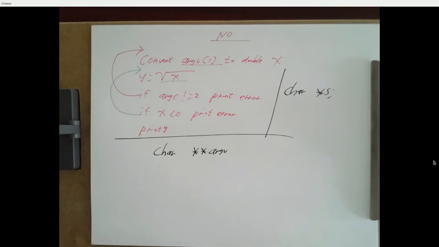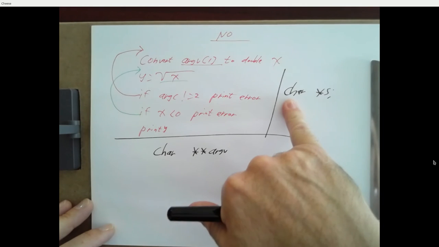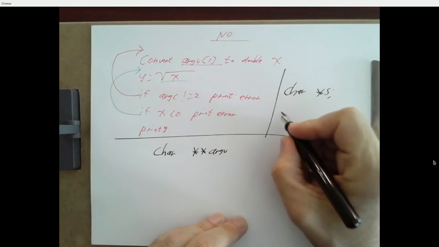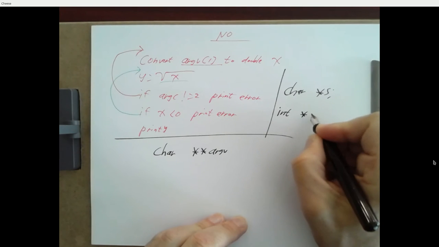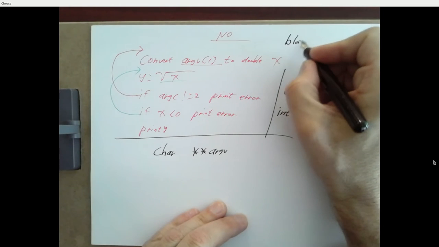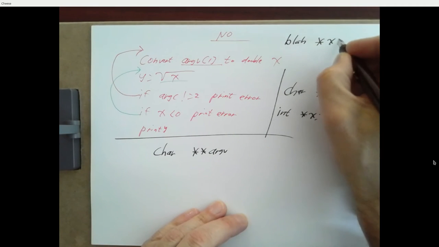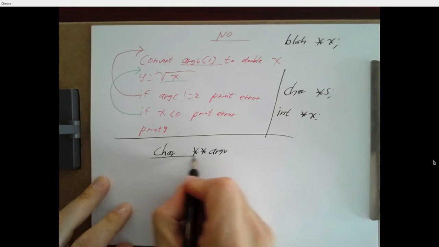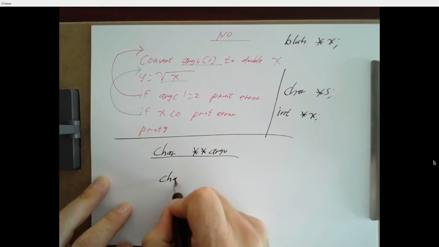It's an array, right? So these are all the same things. An array of characters, a pointer to a character, or if a character is a string. Okay? If I say integer star x, x is an array of integers, it's also a pointer to an integer. If I said blah star x, x would be an array of blahs, whatever blah is. Okay, so we can usually change spaces.